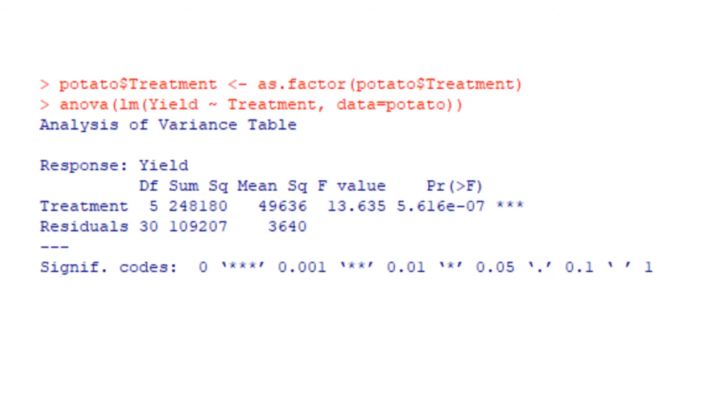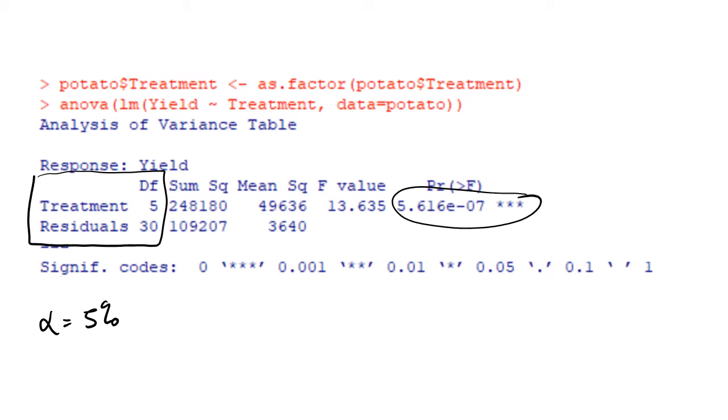The ANOVA table. This matches the skeleton ANOVA. For a 5% significance level, the p-value is less than 0.05. So we have enough evidence to reject the null hypothesis. We can conclude that there is at least one significant difference among means at the 5% significance level. However, we don't know which means are different.